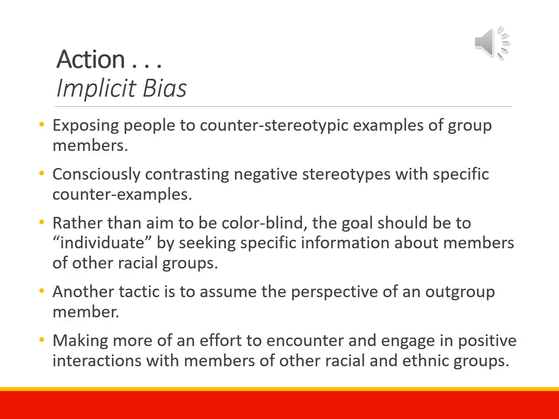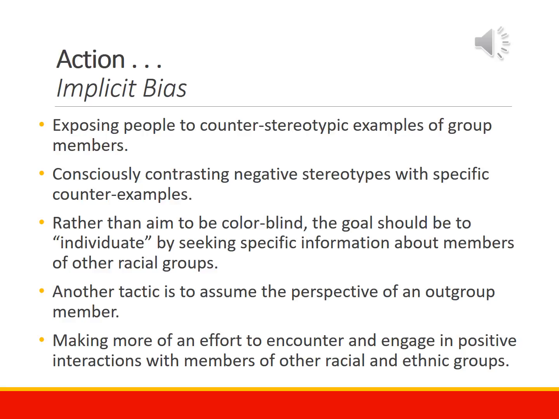Now, simply making people aware that they have the potential to be biased is not enough. They say people require specific and tailored forms of intervention. They list some examples. They say exposing people to counter-stereotypic examples of a group member. So in one experiment, people showed measurably less implicit bias toward Asian Americans after they watched The Joy Luck Club, a movie about Asian immigrants in the U.S.